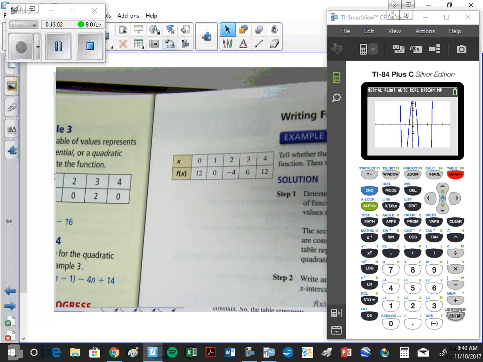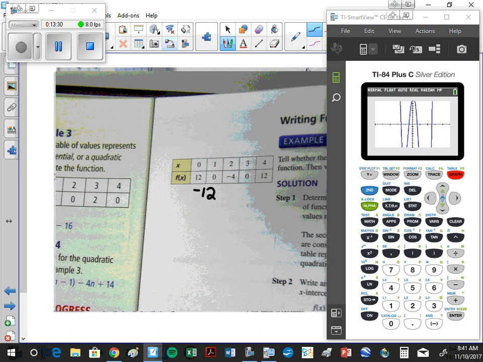Okay. Is this exponential? 12 times what is 0? 0. And 0 times what is negative 4? There is no number that works. So this can't be exponential. Let's check to see if it's linear. How do we get from 12 to 0? Subtract 12.